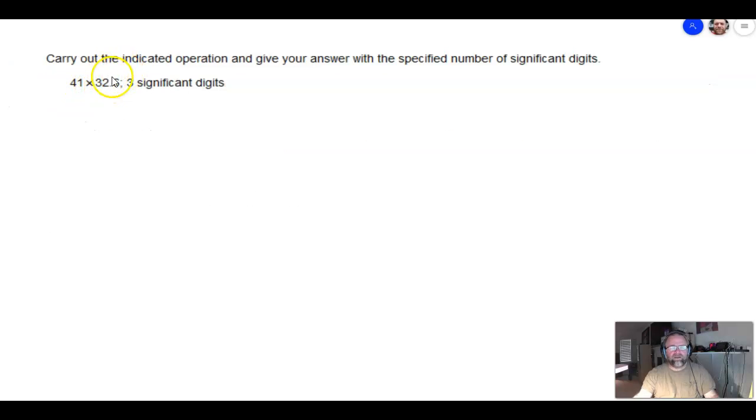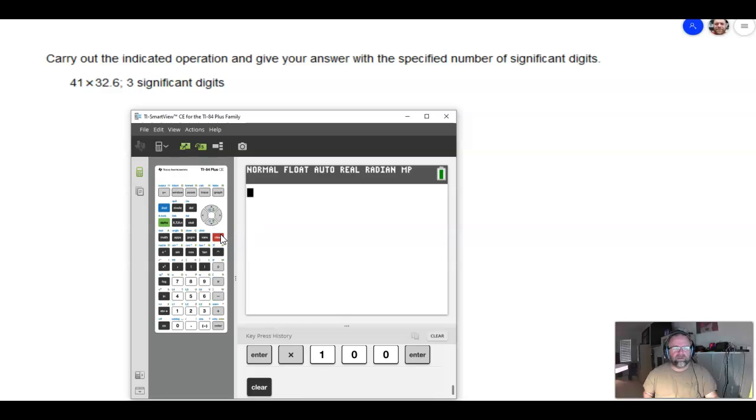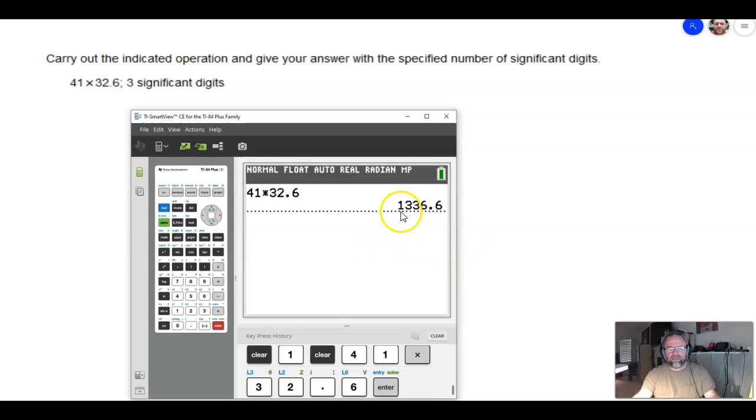Okay, this next one says carry out the indicated operation and give your answer with the specified number of significant digits. So this one here is going to be, let's clear this up, 41 times 32.6. And so we get 1,336.6, and they want us to round this to 3 significant digits. So when we round it, we're going to start from the left and go 1, 2, 3. So we need to round it to here.